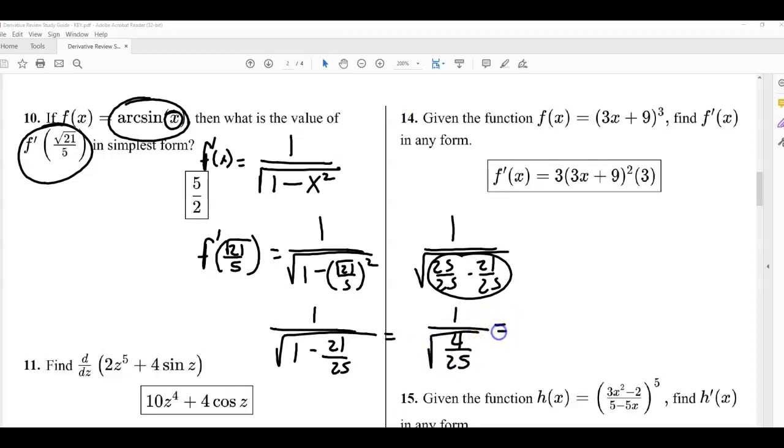Then we take the square root of that fraction. If you want to take the square root of a fraction, you just square root the top and bottom separately. So the square root of 4 is 2. Square root of 25 is 5. And then when you have a complex fraction like that, I like to just multiply the bottom by the denominator there, which I can do as long as I multiply the top also, and I end up with 5 over 2.